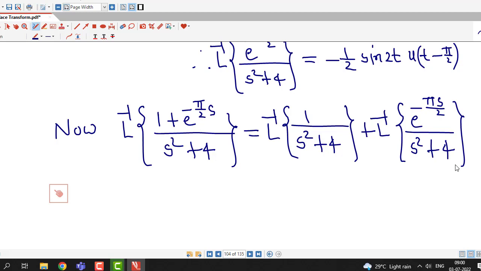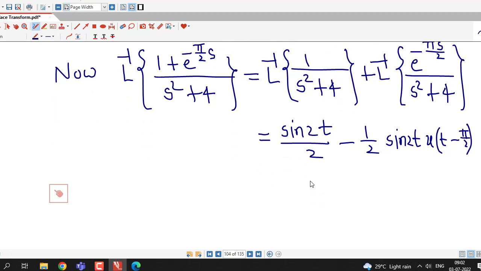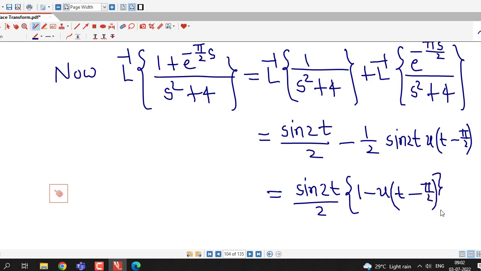for the inverse Laplace transform. Now this is equal to sin 2t divided by 2, and this is minus 1 by 2 sin 2t times the unit step function at t minus pi by 2, and if we wish we can take sin 2t by 2 as common. It is present in both the terms, and here we can write 1 minus the unit step function at t minus pi by 2.